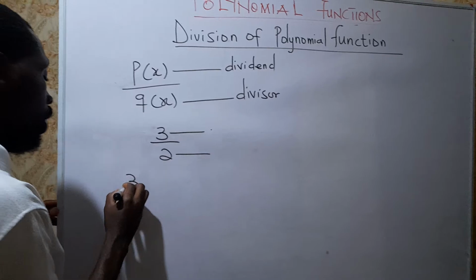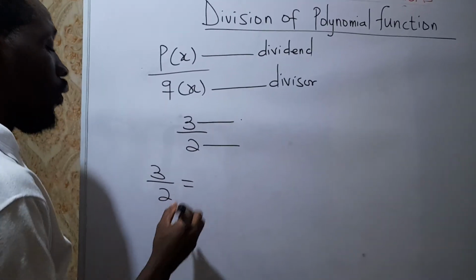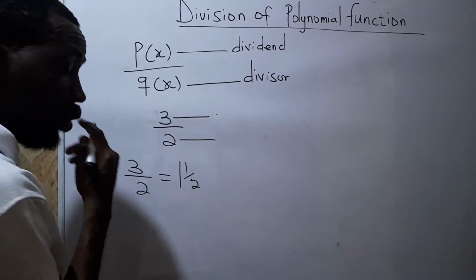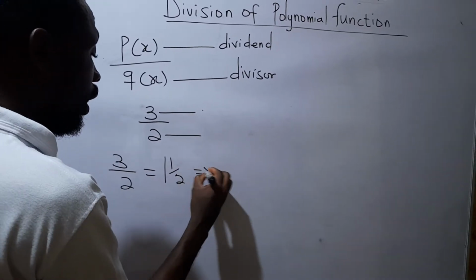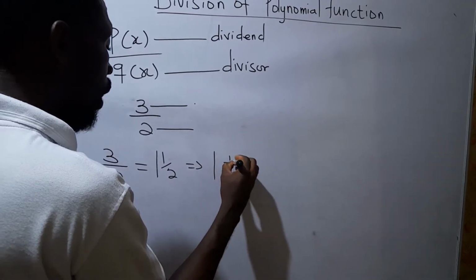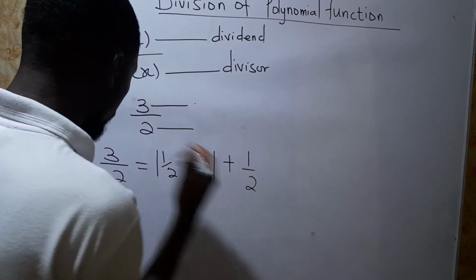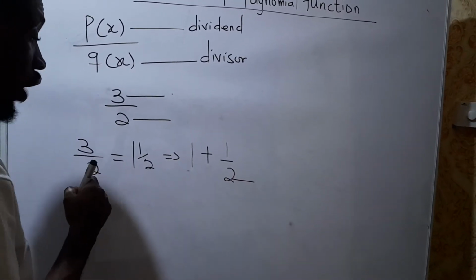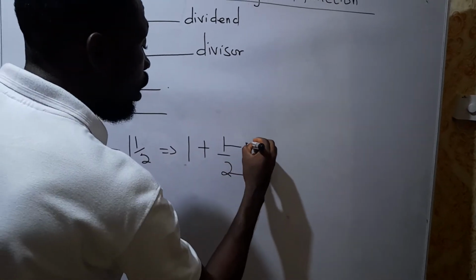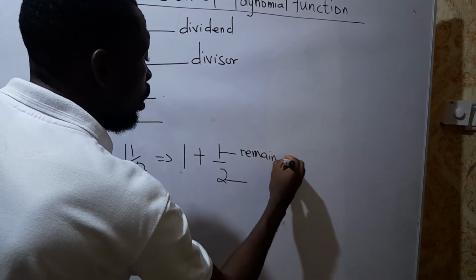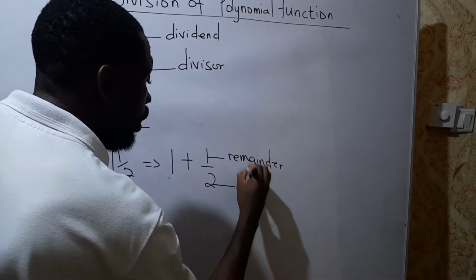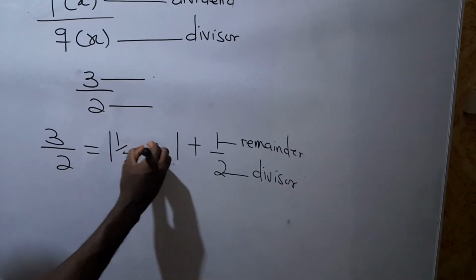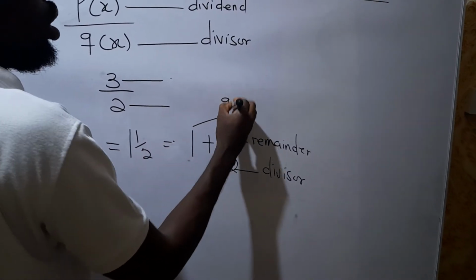Now when 3 is divided by 2, we'll have 1, remainder 1, so we say 1 whole and 1 over 2, and this can be written as 1 plus 1 over 2. What is this? This, remember, is the divisor, the 2, and this is the remainder, and this is the divisor. Now the 1, or the answer, how do we call that? We call that the quotient.